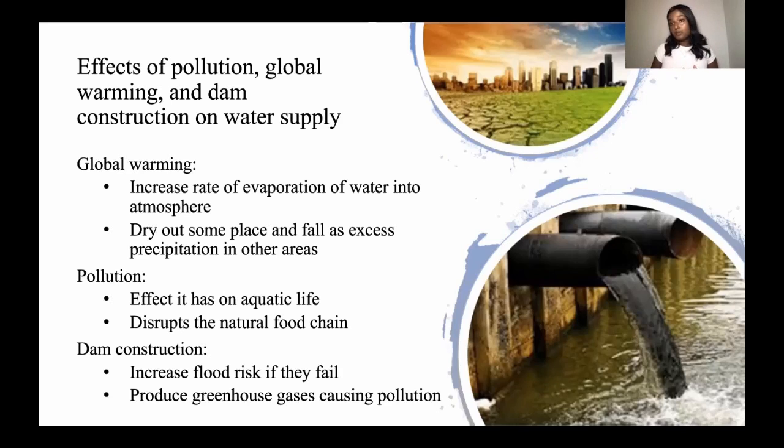And it can also disrupt the natural food chain of life. So let's say there's a fish that only eats a certain plant, but then there's not enough of that plant growing. It'll kill the fish, and whatever eats that fish will also start to die because there's no fish in order for it to eat. So essentially, it breaks that chain of the food cycle.